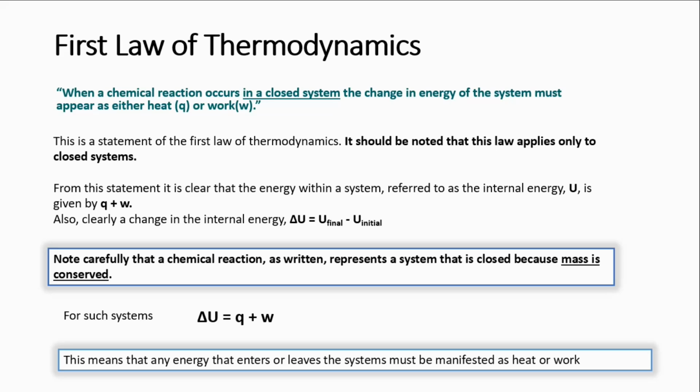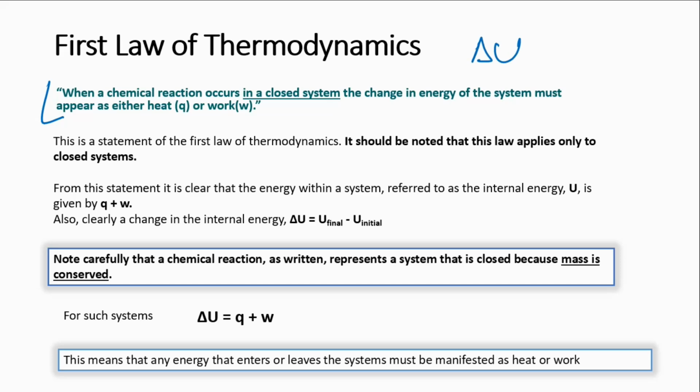Now, let's move on further. As we move on, we want to mention the first law of thermodynamics. It states, and I will read from here, when a chemical reaction occurs in a closed system, the change in energy of the system must appear as either heat or work, Q or W. Alright? So they're saying this.